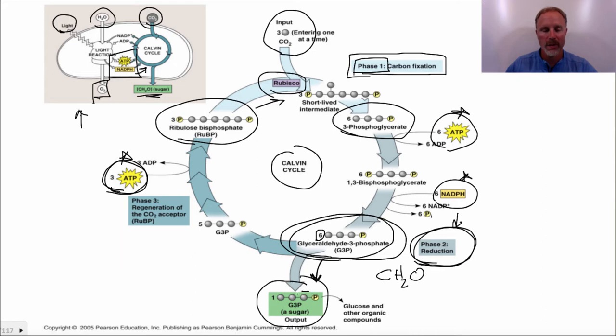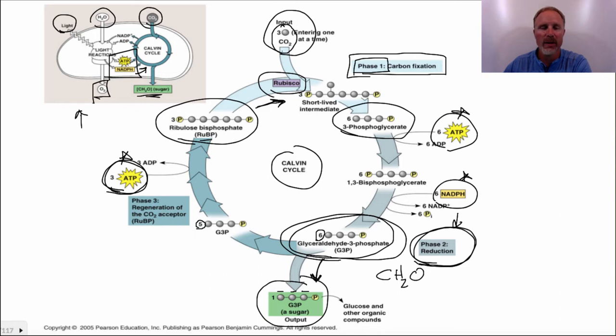So if you look here, we've got 1, 2, 3 carbons, and this is our 3 CO2s that are being brought in. So we're left with 5 of these now. These are going to get rearranged with the help of ATP into RuBP, which is going to allow this cycle to continue.